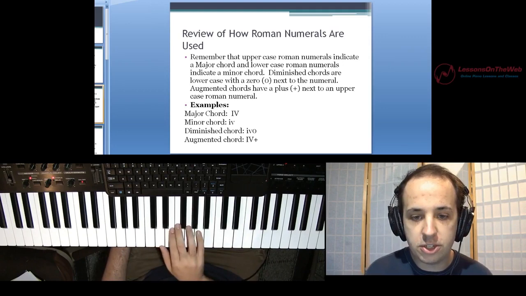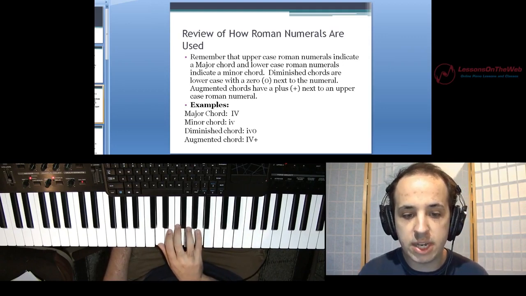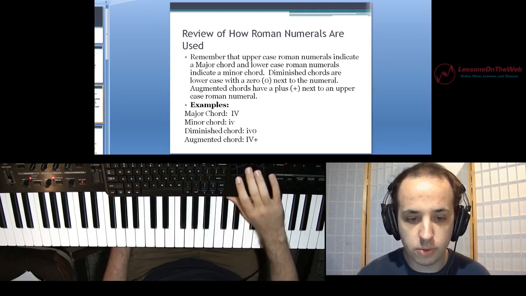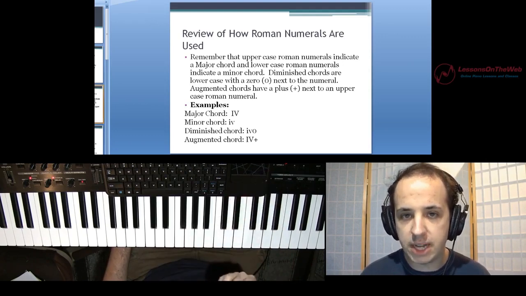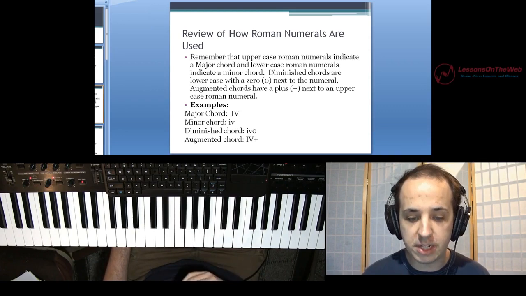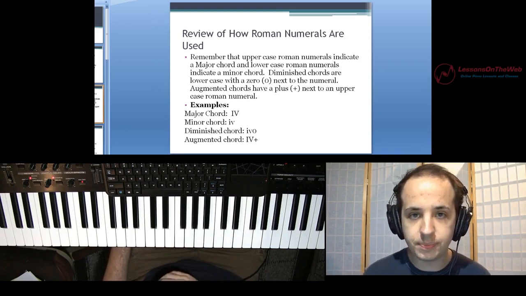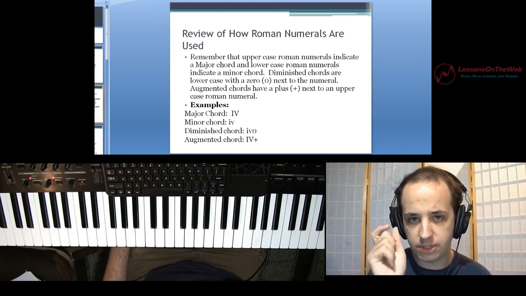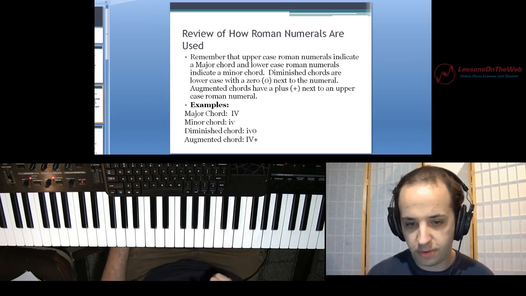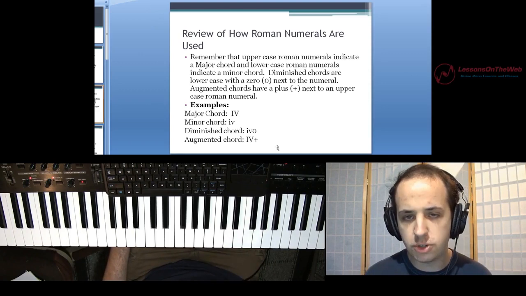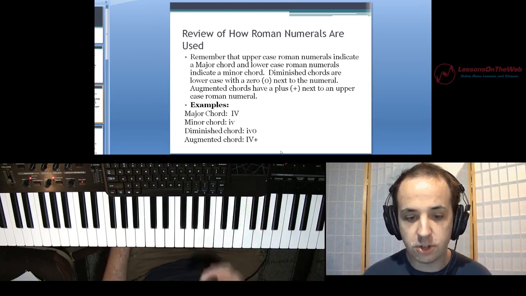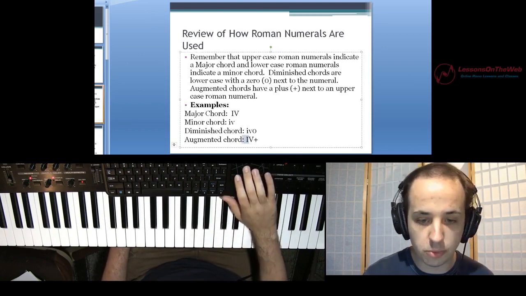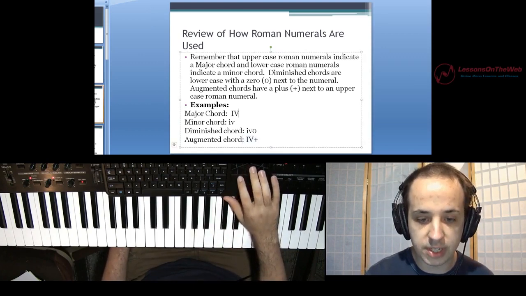Say you have a 2 and it's lowercase, that indicates a minor chord. We have them all down here. One we didn't really talk about much in the last class was the diminished chord, so we'll talk about it now. It's a lowercase numeral plus a 0, and sometimes the 0 is up top, above the lowercase Roman numeral. I'll show you in some examples. And an augmented chord is an uppercase Roman numeral with a plus next to it, which you can see down here.